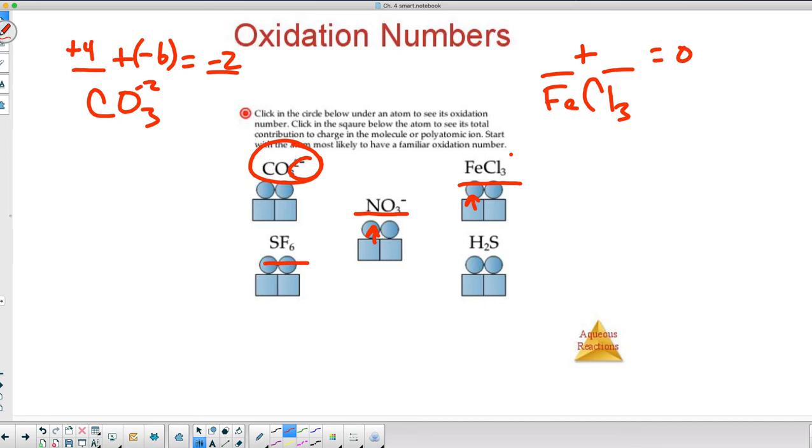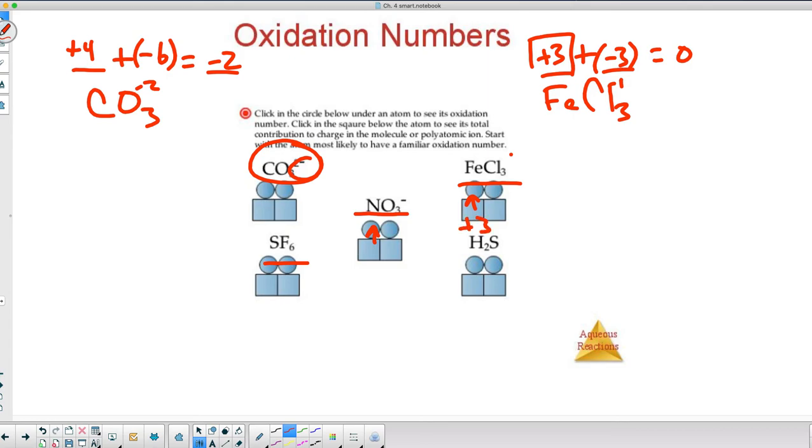I know that each one of these Cl's has a -1. Times 3 gives me a -3. That's how I get the minus part of this. That means that Fe must have an oxidation number of +3. Remember that the oxidation number and the charge are the same thing. So that's the answer to that one. That's a +3 for iron.